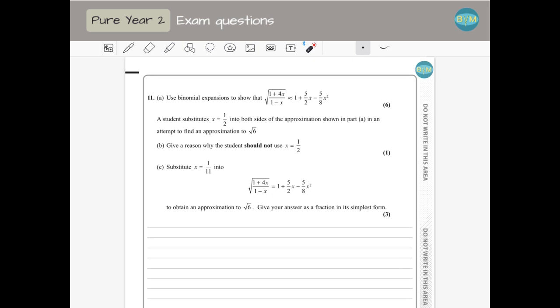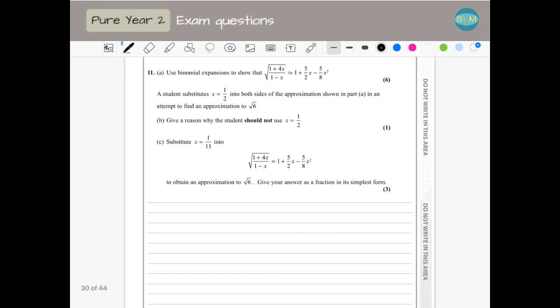Hello, this is question 11 on your June 2018 paper 1 from Edexcel, and you have to use binomial expansion to show that this expression here can be approximated by this one. We have one binomial to the power of 1/2, so let me show you. So you have (1 plus 4x) divided by (1 minus x), all to the power of 1/2.